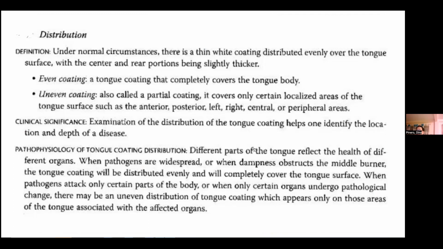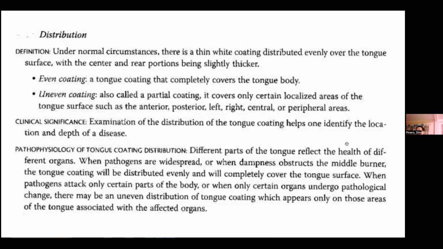Sa distribution, under normal circumstances, there is a thin white coating distributed evenly over the tongue surface, with the center and rear position being slightly thicker. So mas makapal po yung center, and towards the back of the tongue, mas thicker. Sa even coating, the tongue coating completely covers the tongue body. Sa uneven coating, it is also called a partial coating. It covers only certain localized areas of the tongue surface, such as the anterior, posterior, yung left, right, central, or peripheral areas.